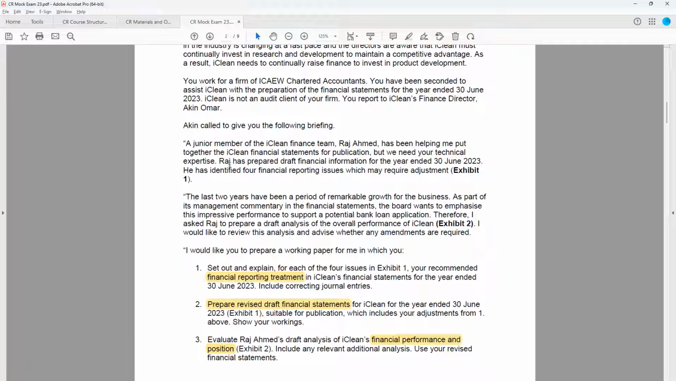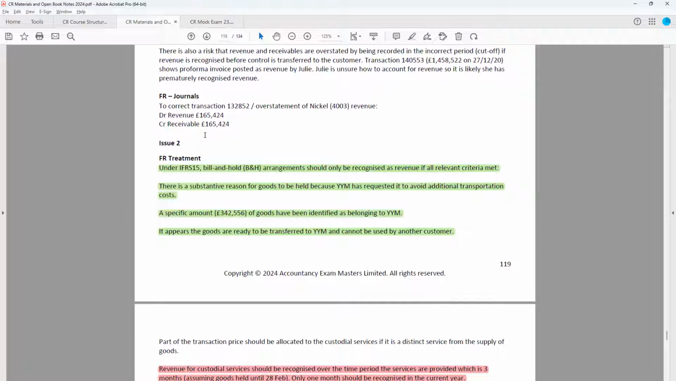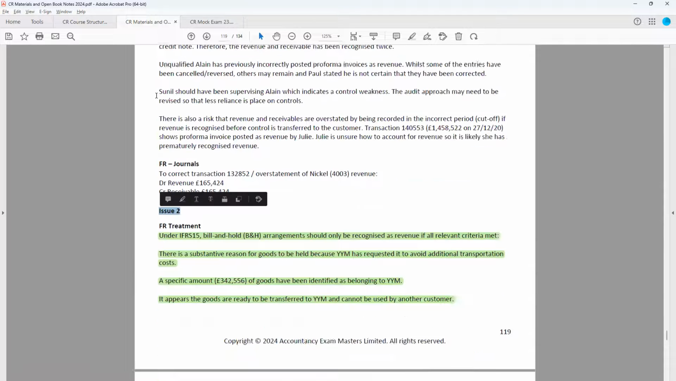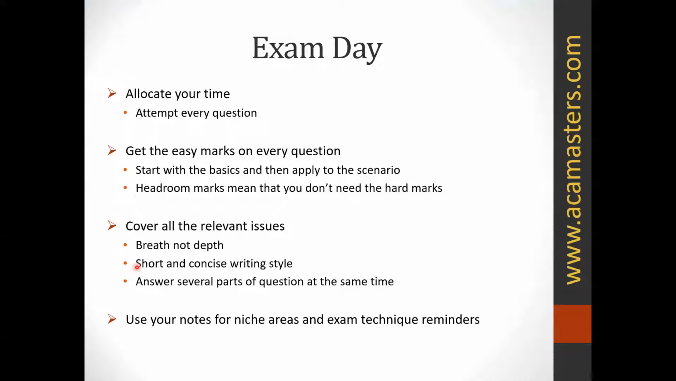And as I said, you can watch me answer this question in the free sample class. This is another good example as well. I've obviously taken each issue one by one, so issue one, but I haven't just done the FR treatment. I've done the FR treatment and the audit risks and the journals that they asked for as well. So answering several parts of the question, several tasks, several requirements at the same time, the FR and the audit. And I demonstrate this for lots of questions in the video course, and you can see me do this in that free sample class.